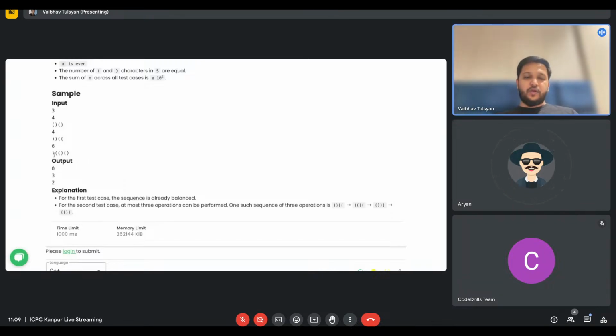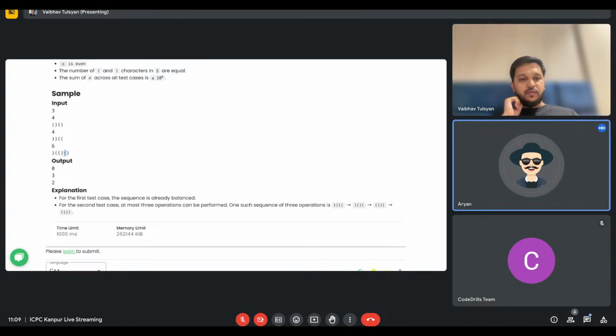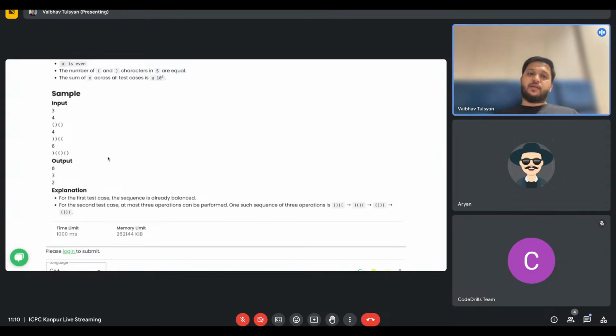What you can do is first swap the first two, and then you can swap the first and the second last ones. If we swap the first two, the string would be balanced. So what we can first do is try to swap the fourth and fifth, just wasting some operations, and then we can swap the first two.